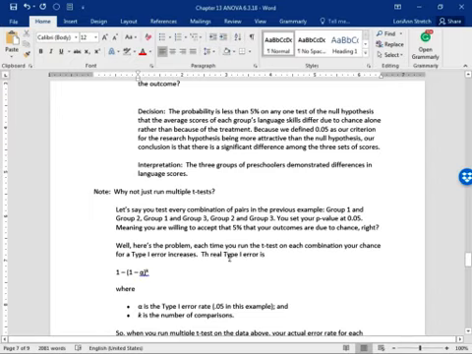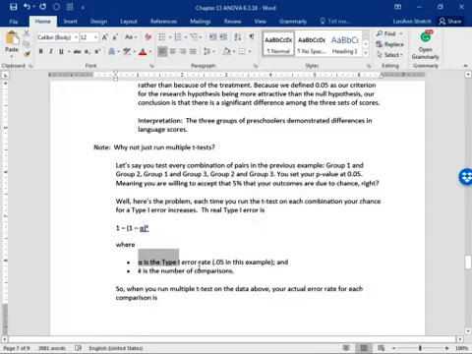All right, so when we calculate the type 1 error, this is the formula we use. And that is 1 minus the alpha to the k, k being the number of occurrences, right? So the alpha is our type 1 error or p-value, okay? And so that's important to know. And then k is the number of comparisons that we've run, right?